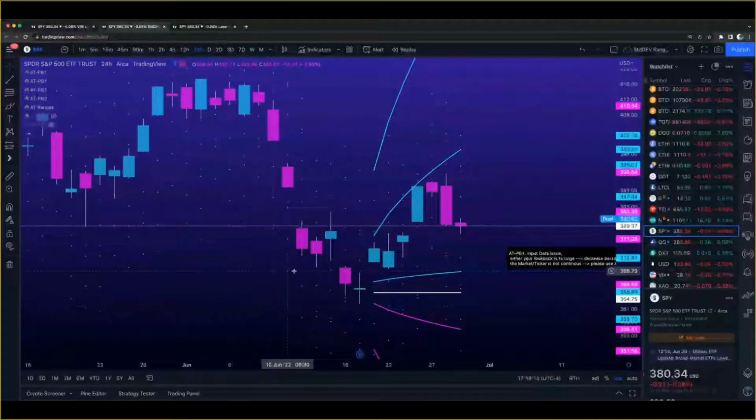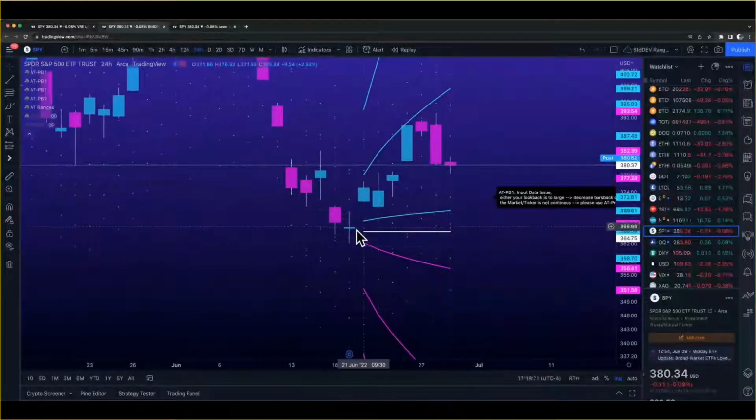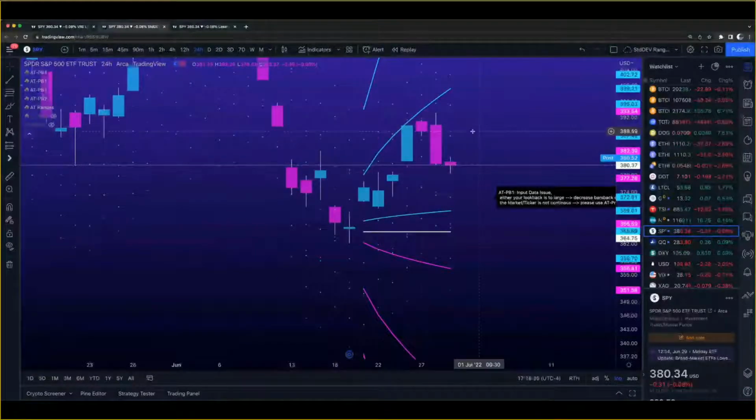So I talked about this yesterday about using these projection models where you do not want to start on a doji. You want to start on definitely either a really nice bullish candle or bearish candle. Par for the course. Rejected right off at 4.